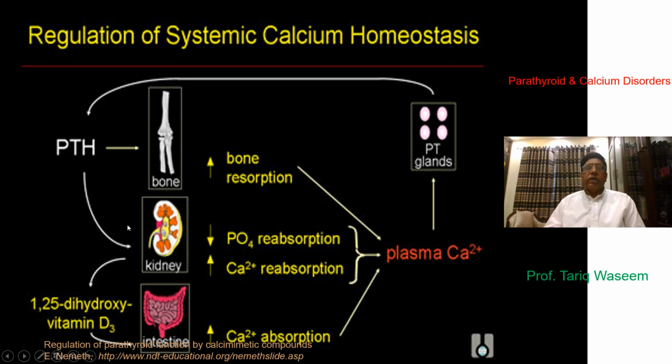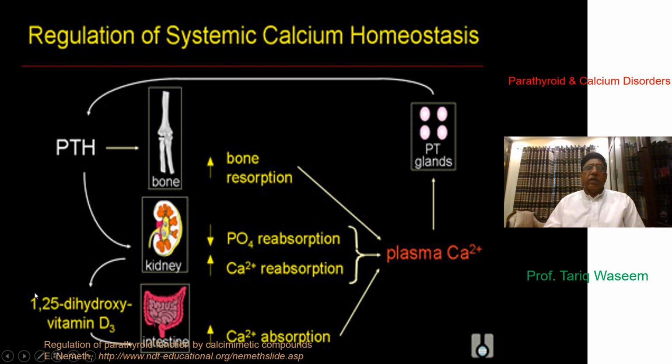What does it do on the kidney? In the kidney, it would lead on to decreased reabsorption of the phosphate and increased reabsorption of calcium. So phosphate would be lost in the urine and calcium will be reabsorbed and retained, and again that would restore the calcium level. What does it do in the gut? In the gut, in combination with 1,25-dihydroxy vitamin D3, it would lead on to increased calcium absorption from the gut.